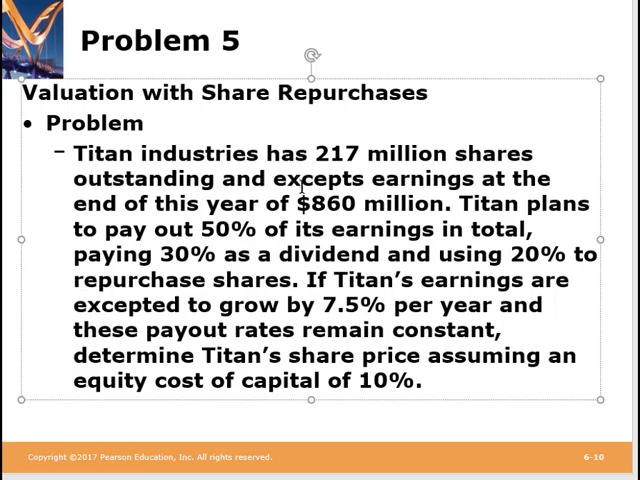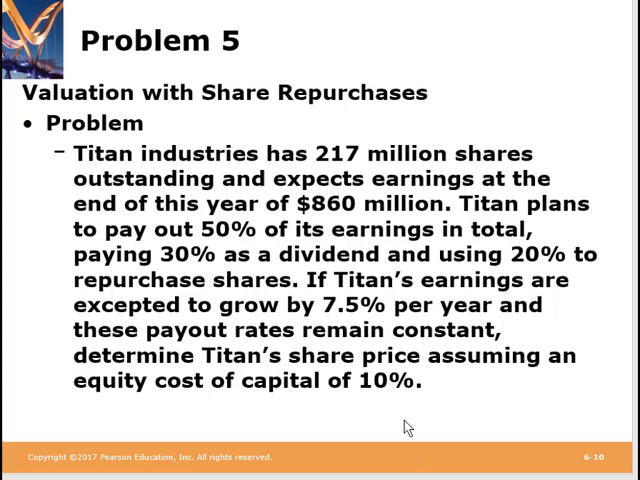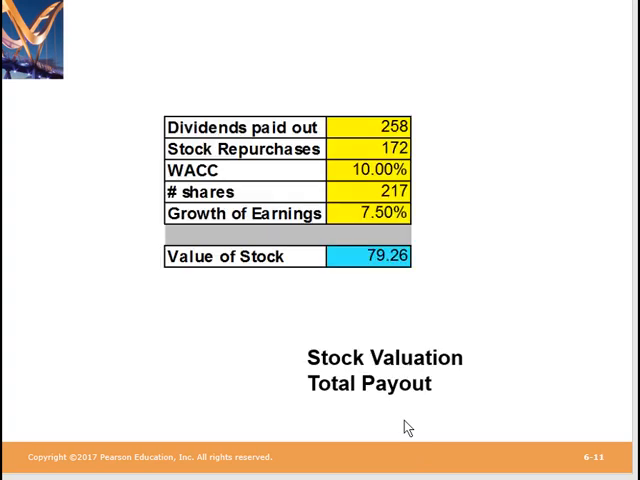And I'm going to fix this. You'll see it in the notes. Anyhow, so how do we find this? We need to go to the model. It's the stock valuation total payout model. It's actually very simple: what are the dividends that they expect to pay out?